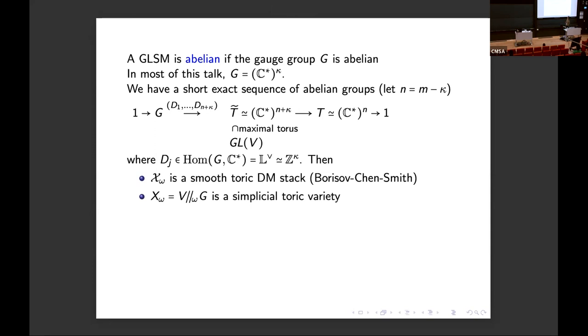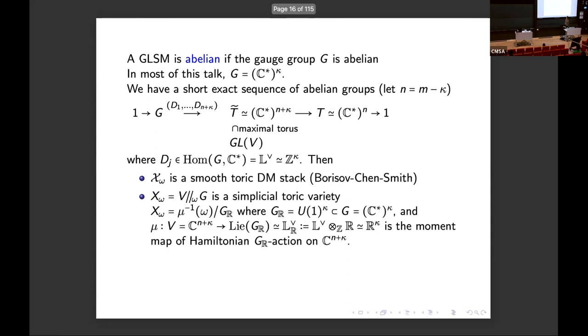And then this coarse moduli space is a simplicial toric variety, which is semi-projective. Since it's toric, we can also view it as a symplectic quotient, and then it will have a symplectic structure. When we view it as a simplicial toric variety, we know the complex structure. And when we view it as a symplectic quotient, if we take the stacky quotient, it's really just a toric Kähler manifold.